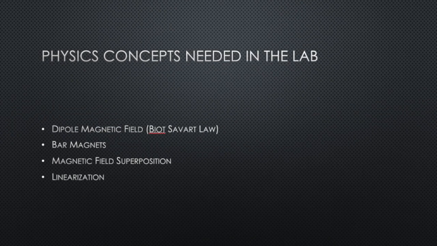In this lab, we use a few different basic physics concepts needed to understand what is going on. We need to understand how bar magnets work and the physics behind them. We need to understand the dipole magnetic field and the Biot-Savart law. We also need to bring in superposition and think about magnetic field superposition. We also need to understand linearization and what it does to a model.